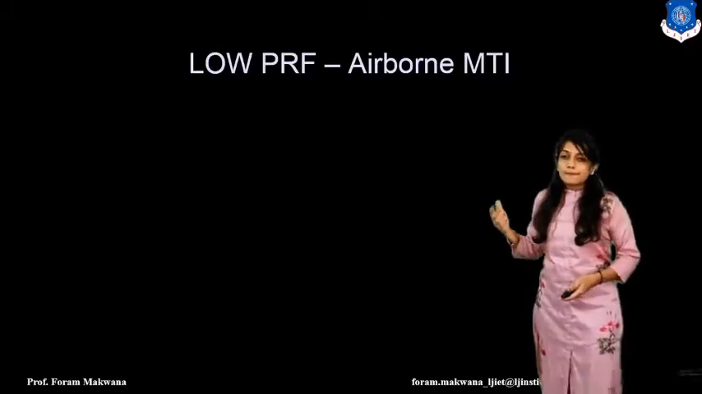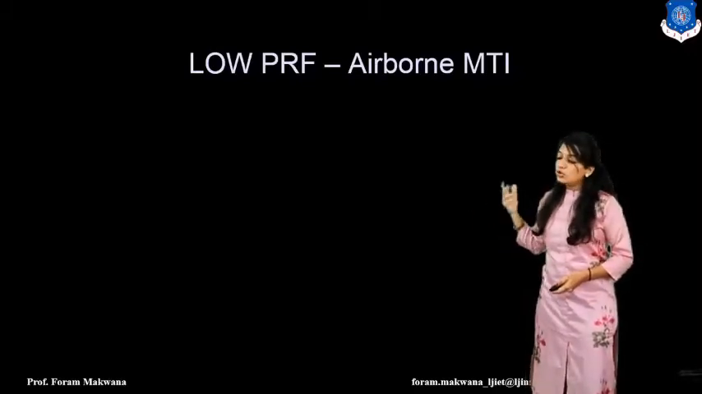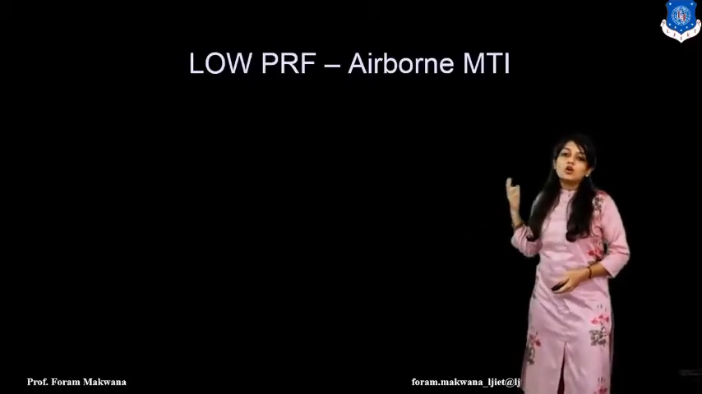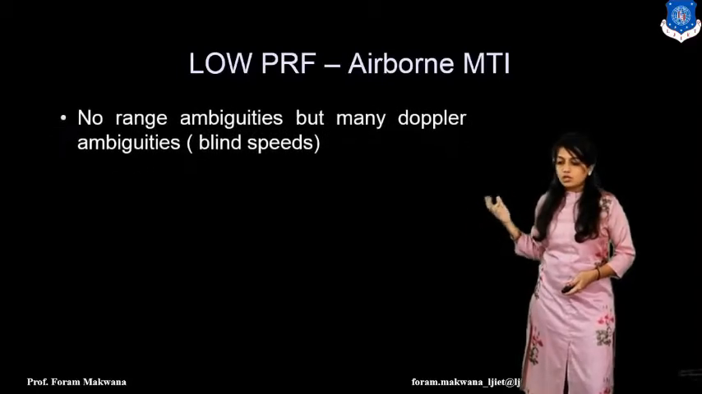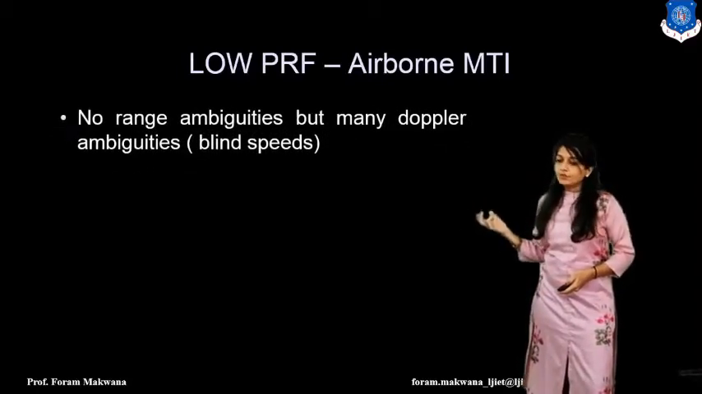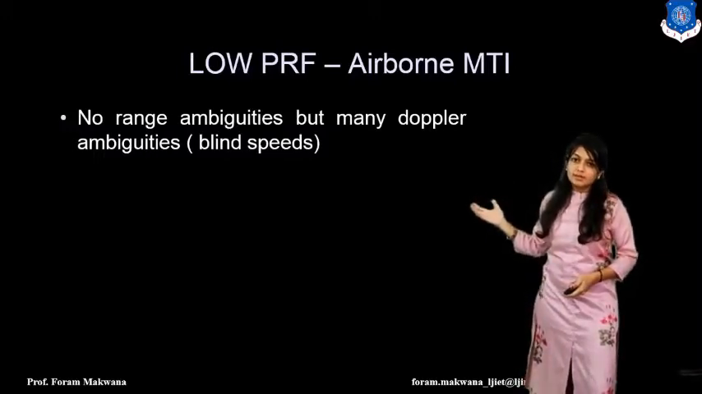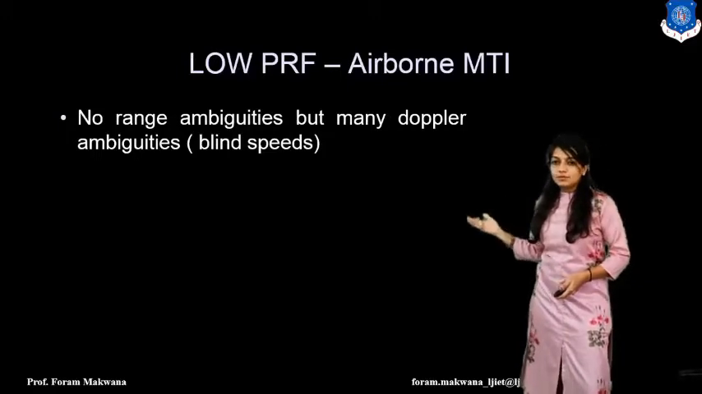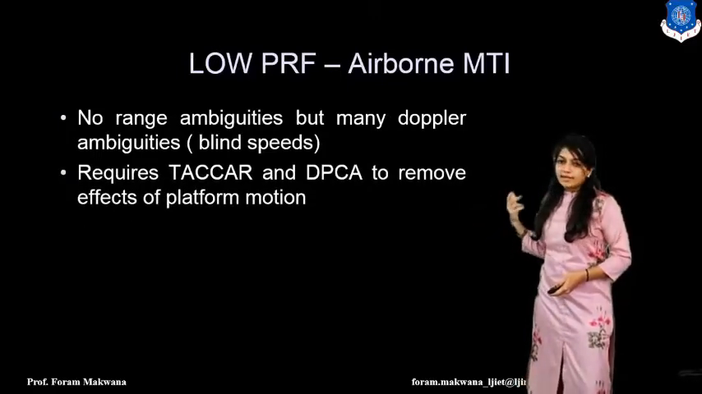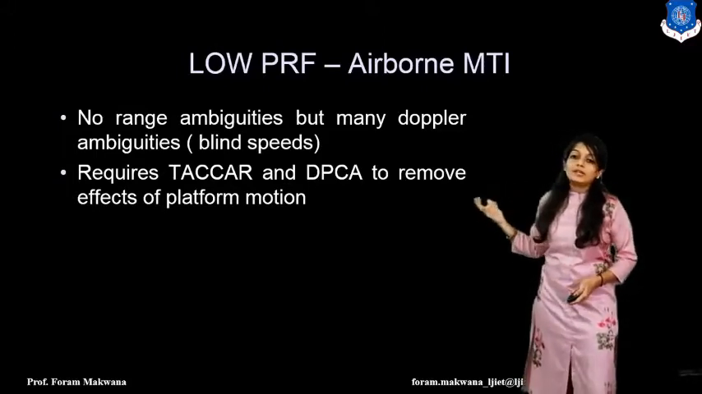So what is the improvement over it? If you use the airborne AMTI, that means it has a low PRF. There are some different advantages. First, there are no range ambiguities, but there are many Doppler ambiguities, that is called the blind spot. It requires TACCAR and DPCA to remove the effect of platform motion.